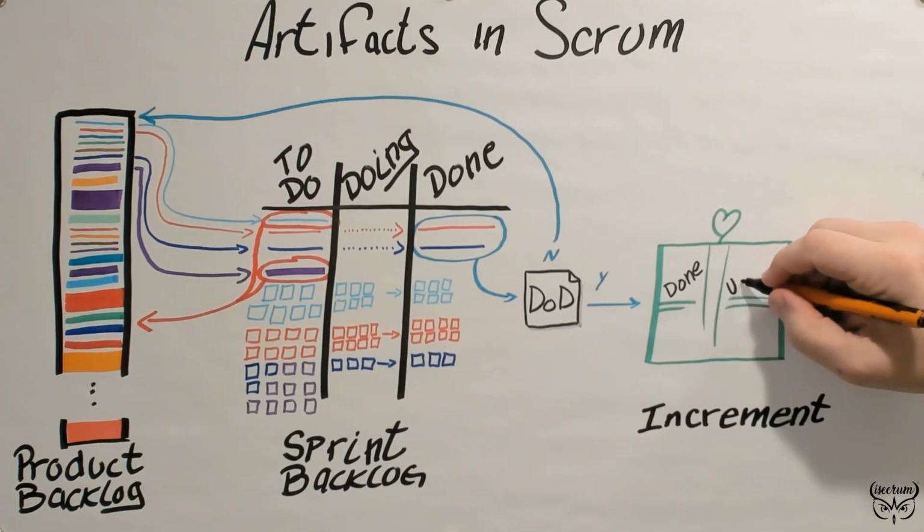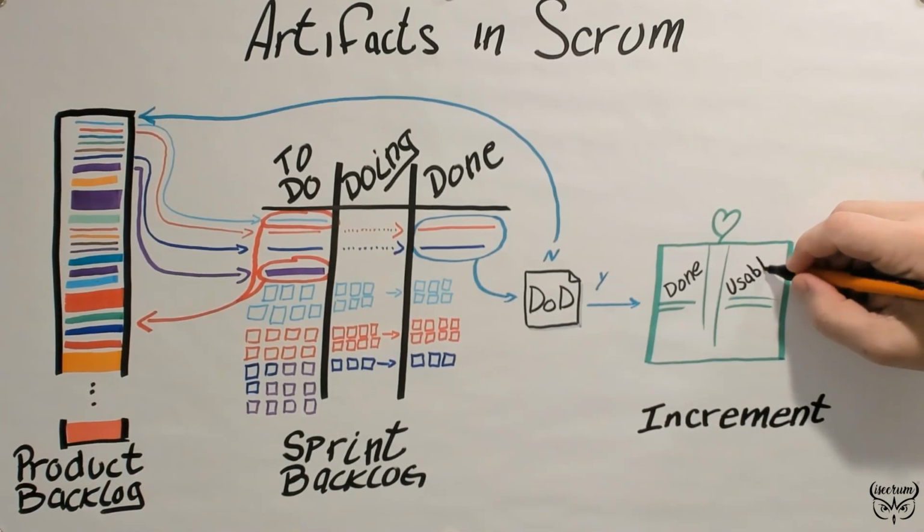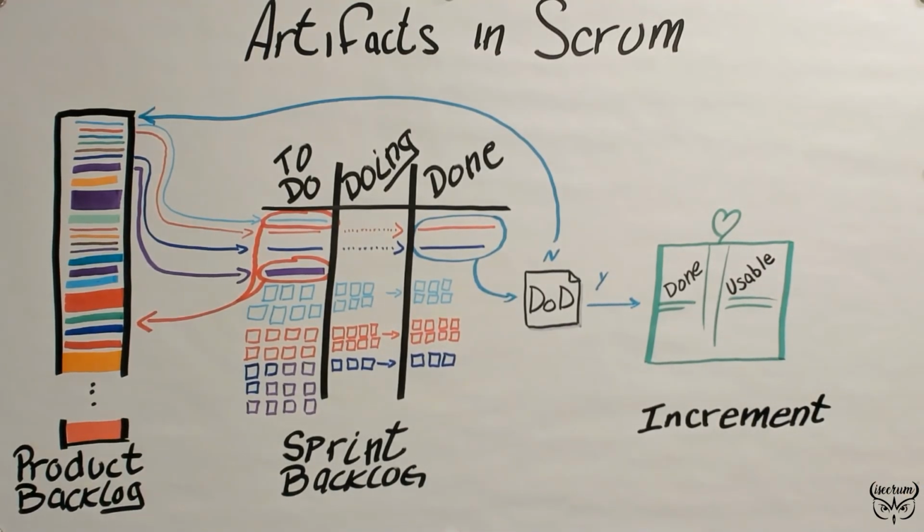Next is usable. We expect the increment to be functional or usable at all times. Any functionality that we've ever added to our increment should remain functioning forever. The increment's functionality should not be disrupted or completely broken if we add items from the current sprint to the increment.